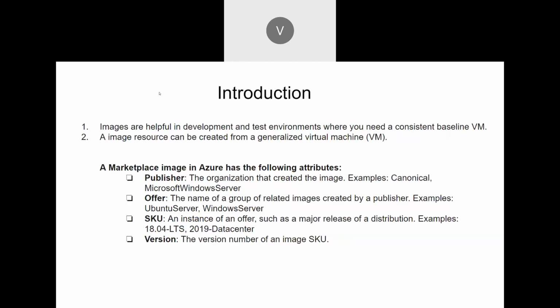But the four key attributes which you have to be aware of in an image are publisher, offer, SKU, and version. The publisher, for a Windows machine, is Microsoft Windows Server, and the offer is Windows Server, and there are also Windows 10, Windows 8 and so on. If you talk about a 2019 Datacenter Windows machine, the SKU will be 2019-Datacenter. In that 2019 Datacenter, we also have different versions.